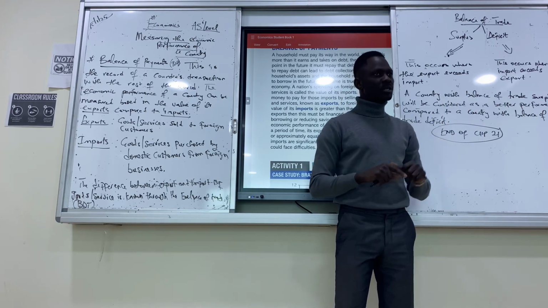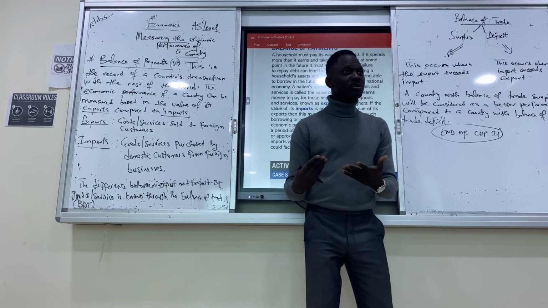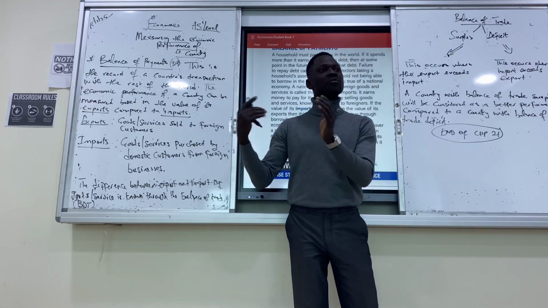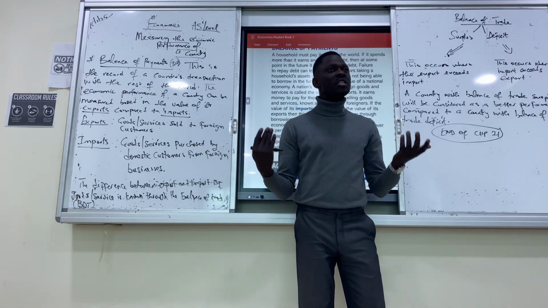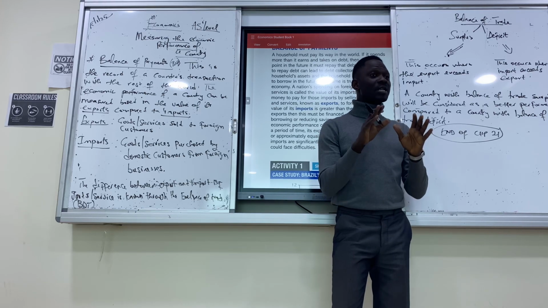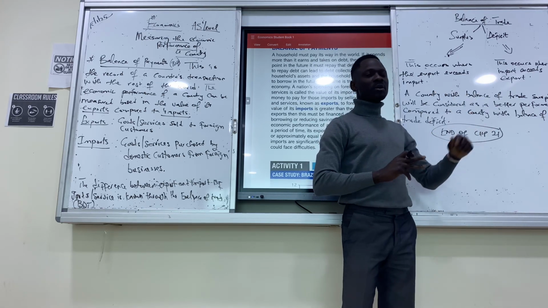Another problem about balance of trade surplus is that resources might be depleted. You can use up your resources. If this country does a lot of exports, it means we are using a lot of resources. These resources might finish because they are non-renewable resources. That's another problem about balance of trade surplus.